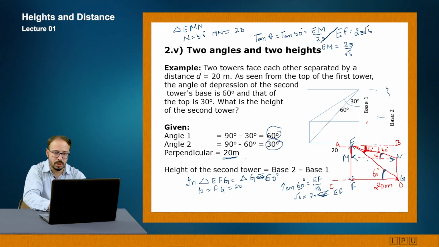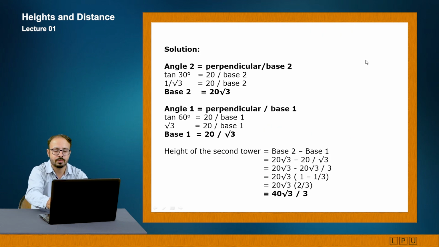So this is the value I have for both the things. Now what is the height of the second tower? If they are asking, the height of the second tower is EF minus EM. This is what we have written, base 2 minus base 1. So for EF, what value do I need? EF minus EM. Done, because I need MF, that is the height of the second tower.